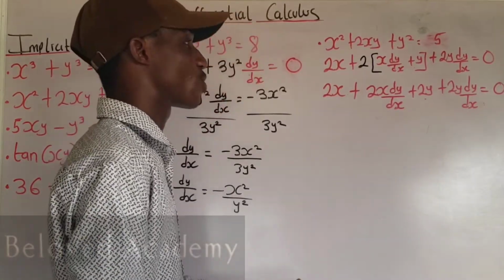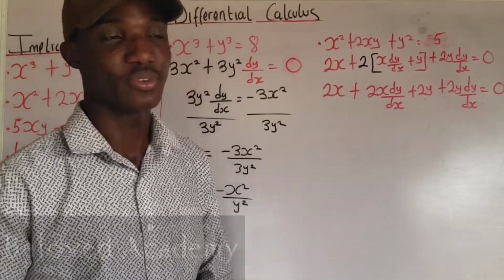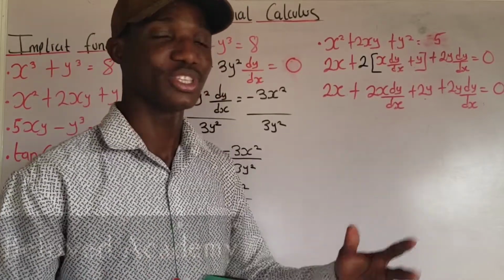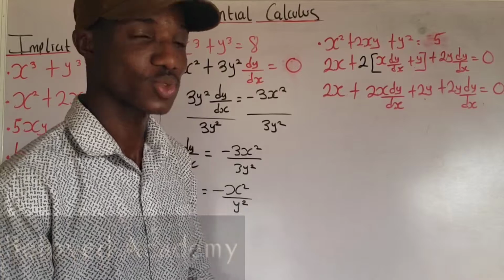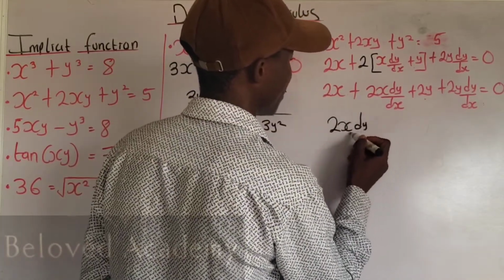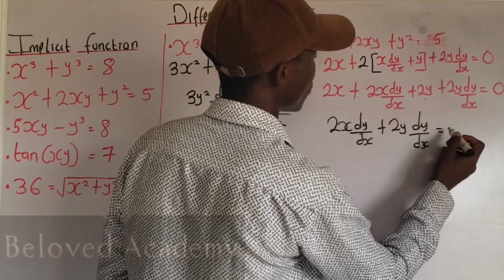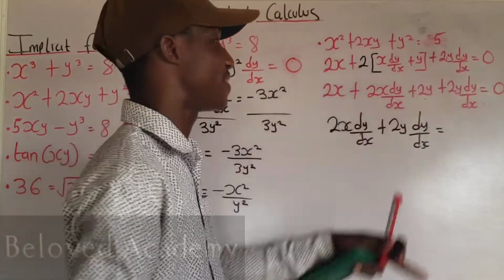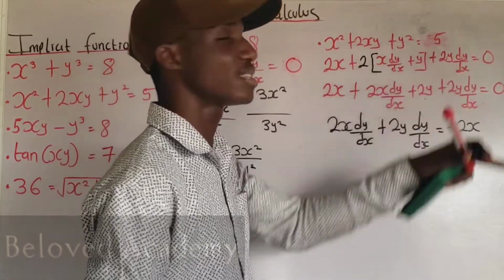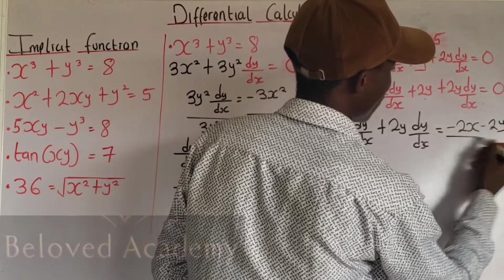The next step is that you have to collect like terms. Those terms that have dy/dx, you leave at the left hand side of the equation, and those terms that do not have dy/dx attached to them, you take to the right hand side. So here I'm going to have 2x dy/dx plus 2y dy/dx equals, now if this 2x crosses the equals sign, I'm going to have negative 2x. And if this positive 2y crosses the equals sign, I'm going to have negative 2y.